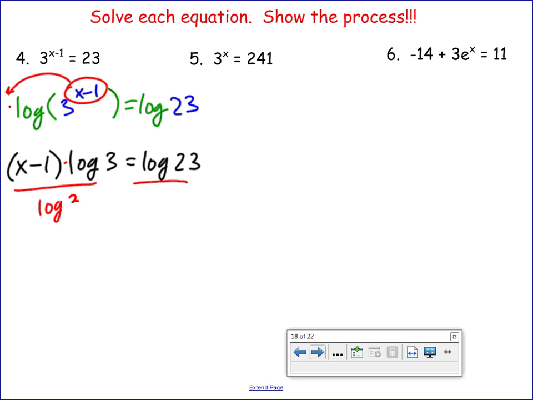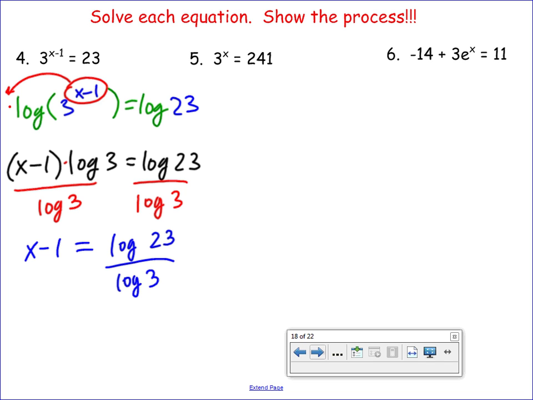So the log of a power property is my strategy for getting a variable expression down out of the exponent, right, and on a level playing field where I can then solve through division. Now I might have to do more. In this case, it looks like we've got to keep going. I get x minus 1 alone, and that's equal to log of 23 over log of 3. But I still need to finish it out.